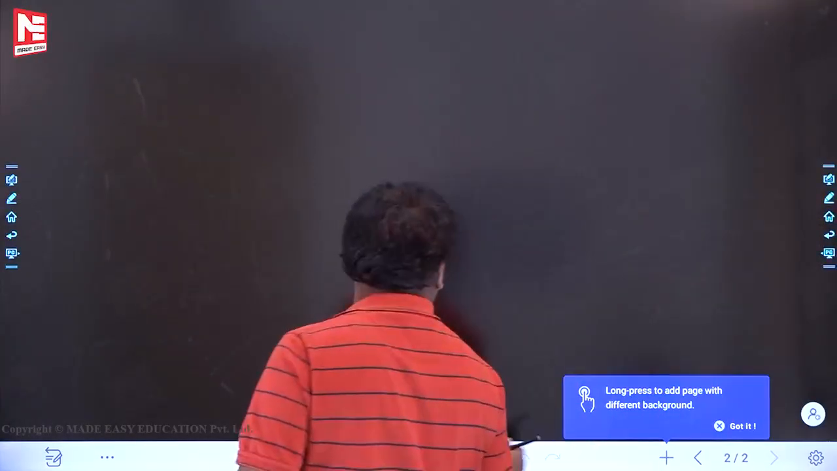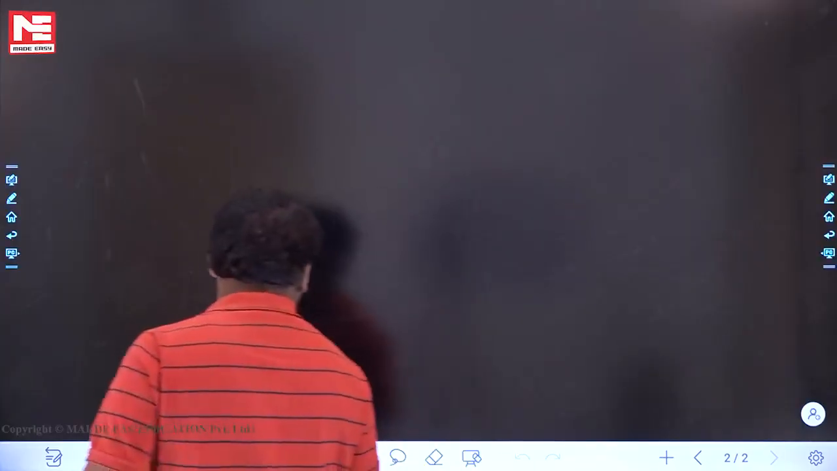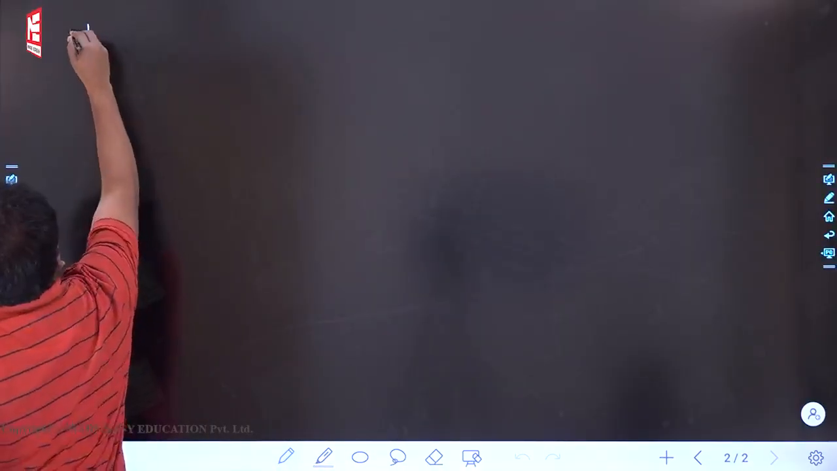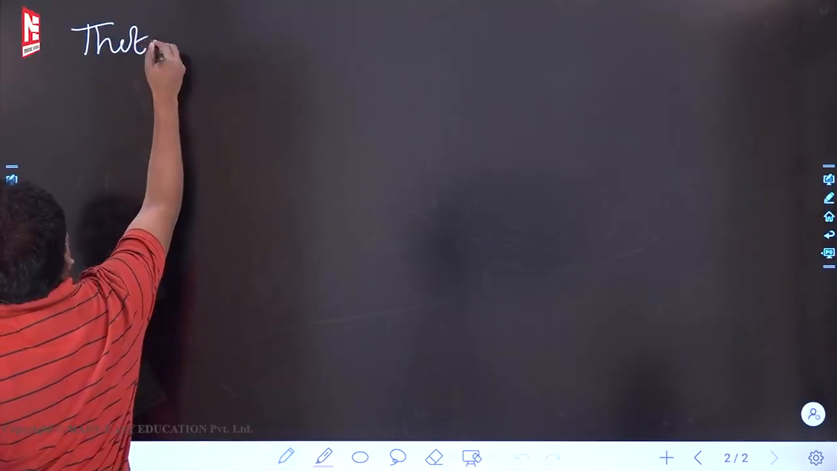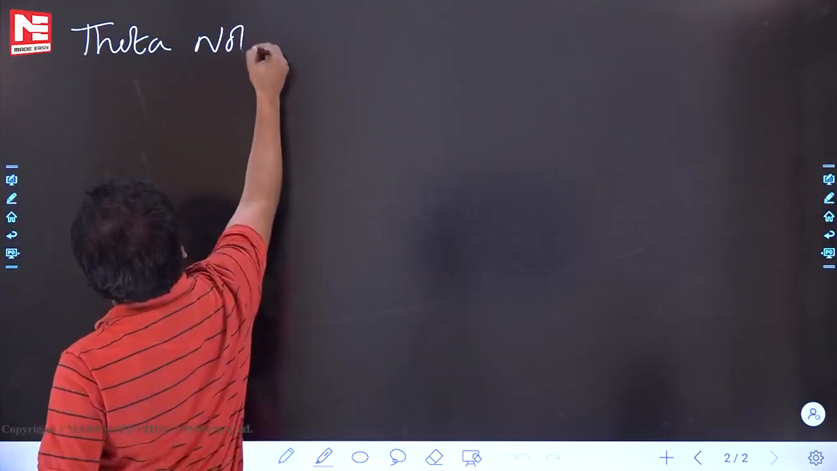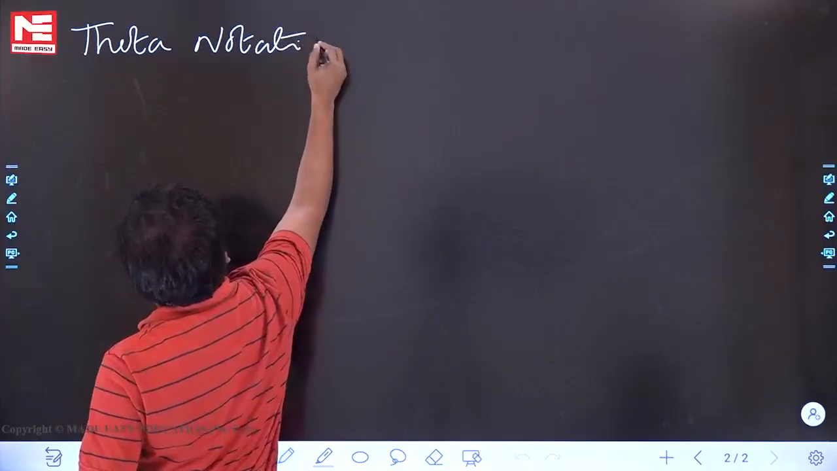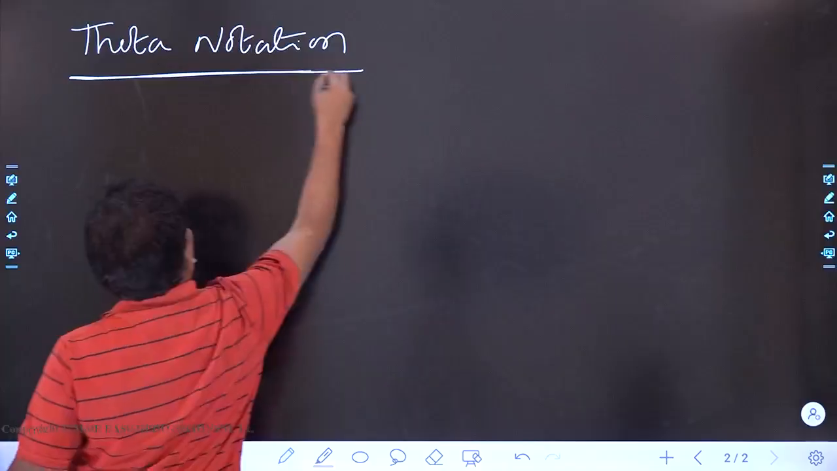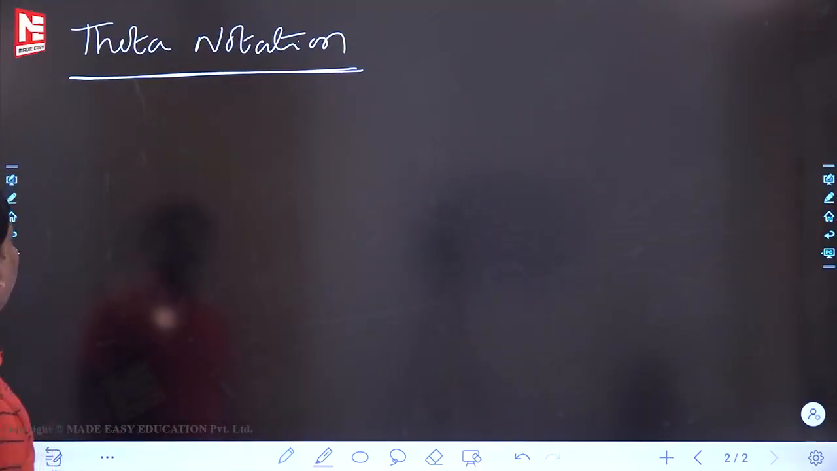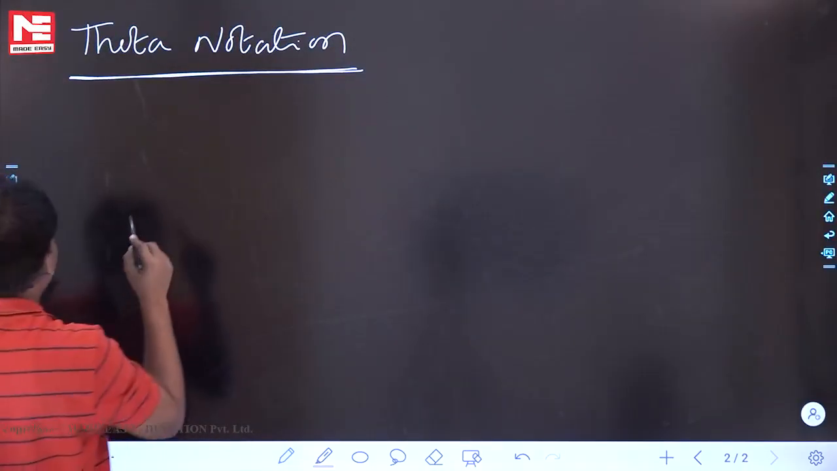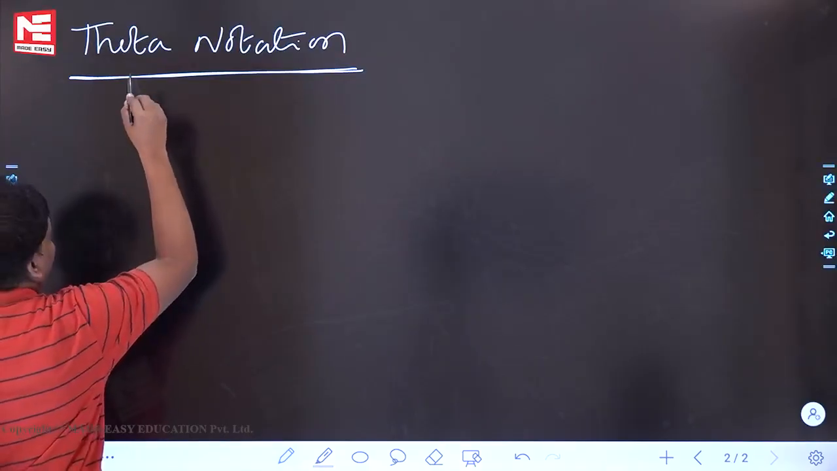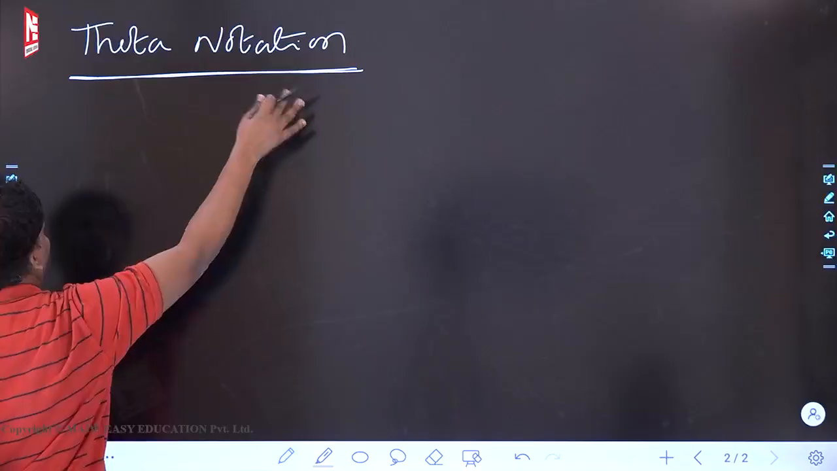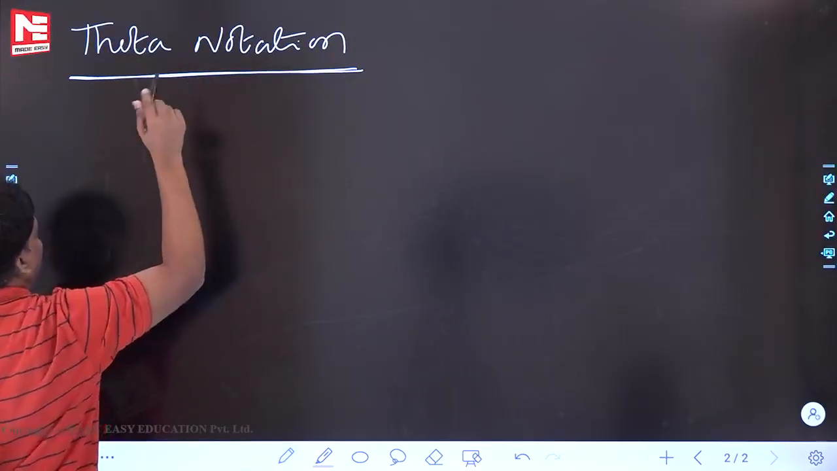Theta, let's see the theta. Let's see the theta notation. See this one, theta notation, very simple. Make sure that if you know big O and omega, theta is nothing. If you know big O, you know omega. If you know both the things, theta is really nothing. So let's see this one.